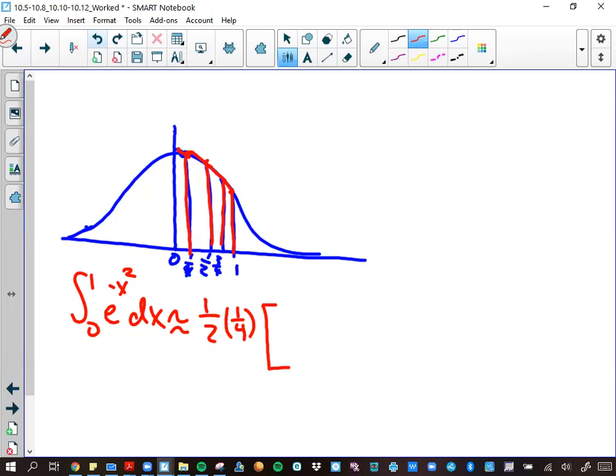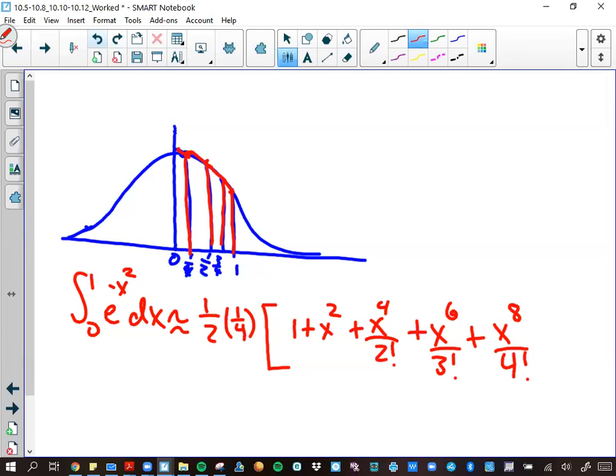So we know that e to the x is 1 plus x, so this is going to be 1 plus x squared plus x to the 4th over 2 factorial plus x to the 6th over 3 factorial plus x to the 8th over 4 factorial. Oh wait, we're supposed to have negatives. That's okay, they all become positive, because if you have negative x squared and you take it to the power, they're all going to become positive.